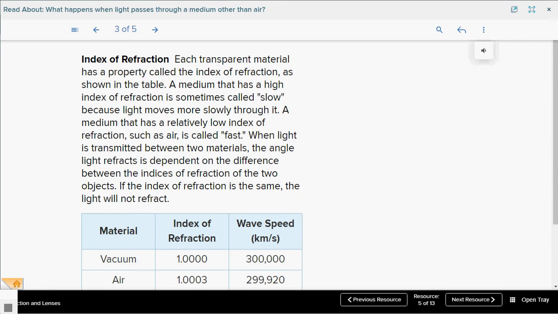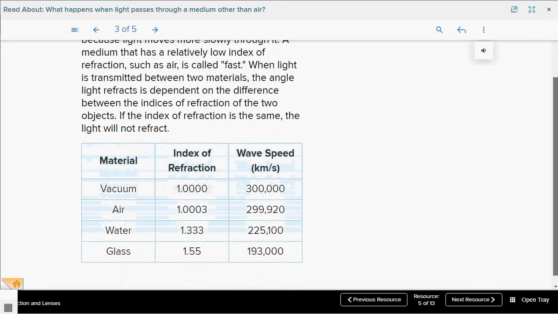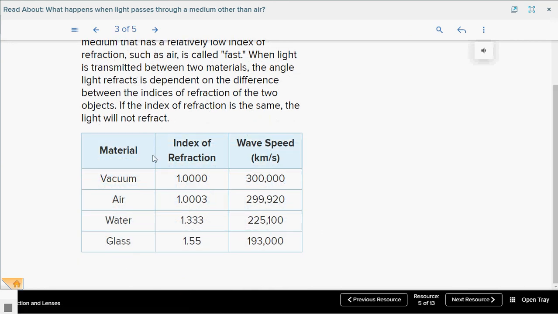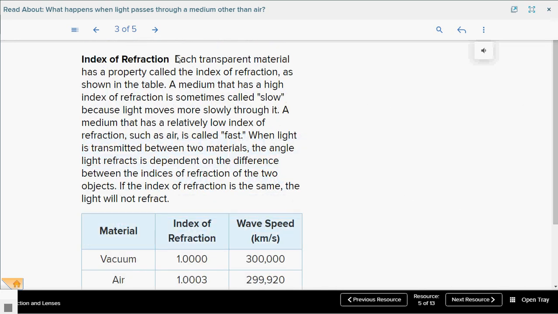As for materials: in a vacuum, the index of refraction is 1 and the wave speed is 300,000 kilometers per second. In air it is 1, in water 1.3, in glass 1.5, and the speed differs from one medium to another due to the presence of the particles of the medium.